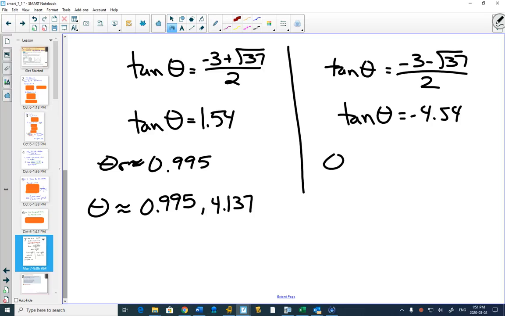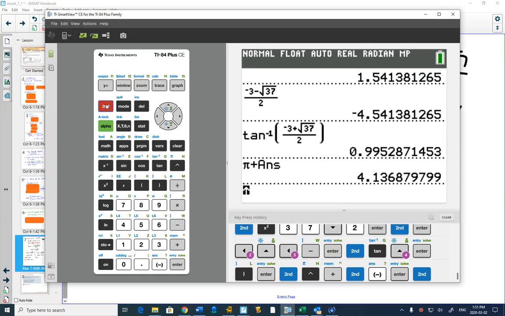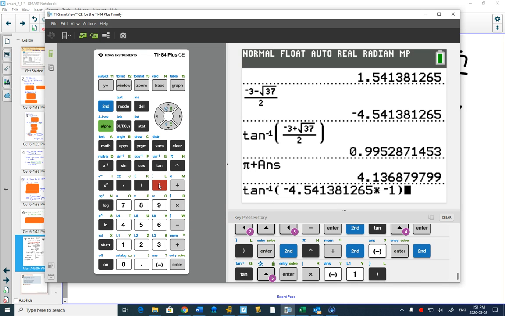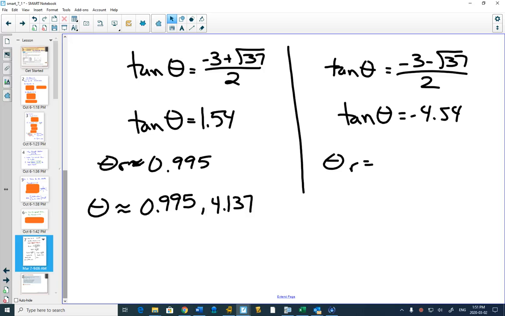We need to find our reference angle here as well. Okay? Some calculator tricks. The reference angle is always tan inverse of the positive value. So if I go up and take this answer from before, it's already negative. How do I change it to be positive? I could go back and delete the negative. That would be one option. Or you could multiply it by negative 1. That would change it to positive. So my reference angle is 1.354.